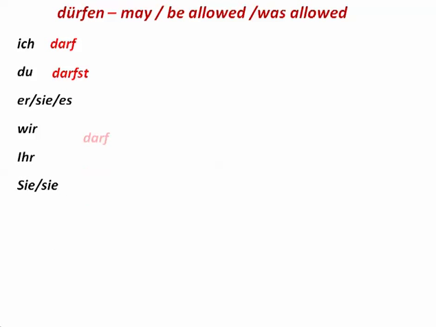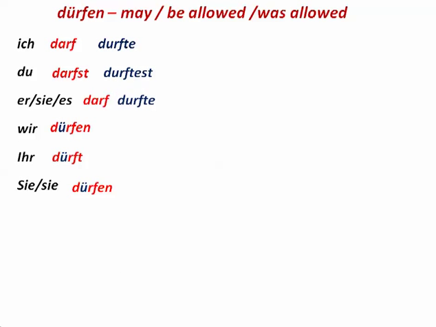Okay, another example, dürfen. This is our last example, completing the six modal verbs. Ich darf, du darfst, er darf. Wir dürfen, ihr dürft, sie dürfen. Again, these umlauts are coming back. Past tense, ich durfte, du durftest, er durfte, wir durften, ihr durftet, sie durften.